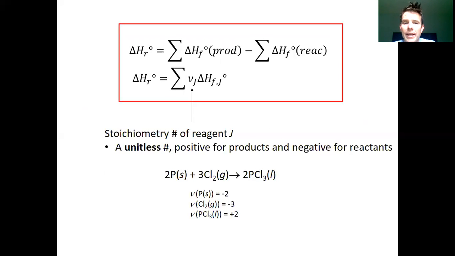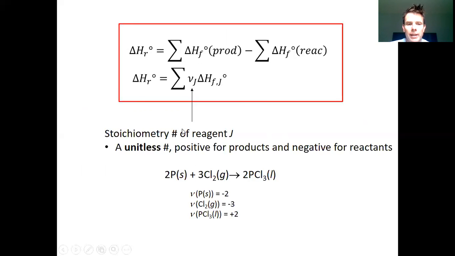When I put all of this together, at the end of the day I end up with this important equation. And if you're the kind of person who's taking notes, write this in your notes and circle it. Delta H of reaction is equal to delta H of formation of the products minus delta H of formation of the reactants. Another common way you'll see this written is as follows, right? Delta H equals the summation of ν_j delta H of formation j. So this variable right here, ν_j, is the stoichiometry number of reagent j.